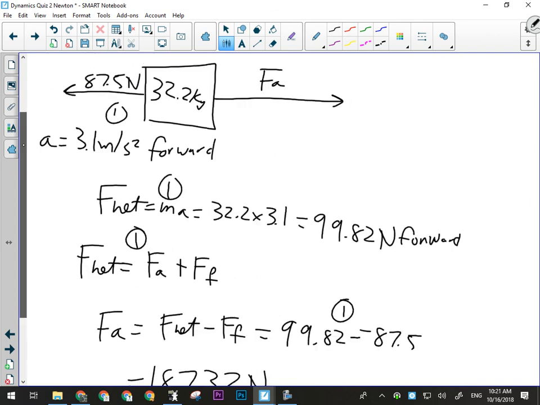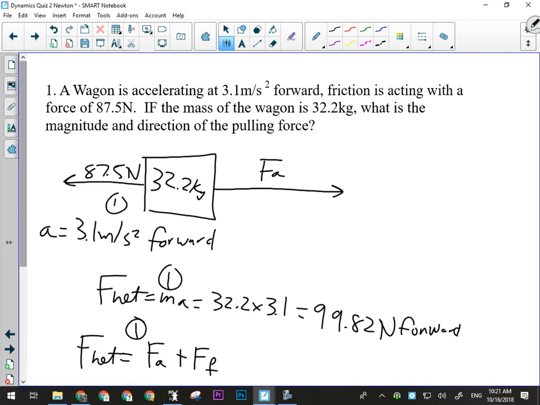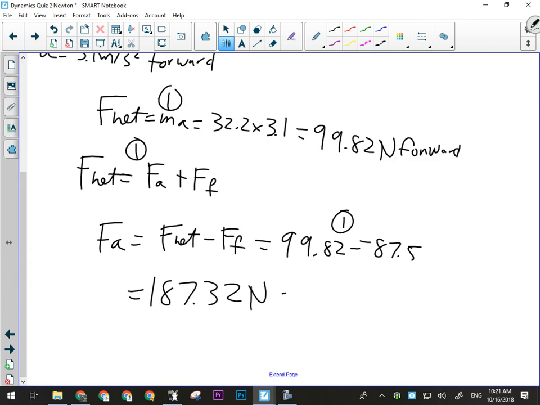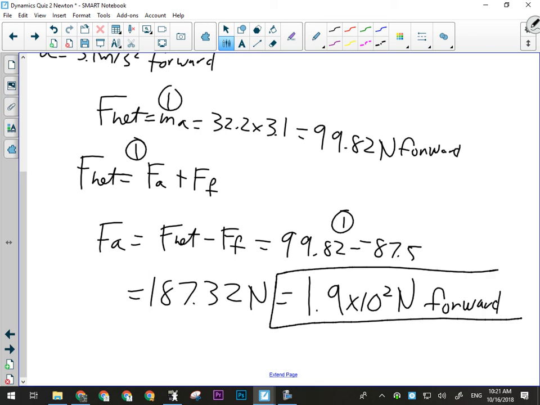So we're subtracting negative 87.5, and we're getting that the force forwards is 187.32 newtons. But we only have 2 significant figures, so we are going to round this to 1.9 times 10 to the 2 newtons forward. They must have the direction on there to get it right. If they don't have the direction, it's wrong. Not half off, wrong. So that one's out of 5.